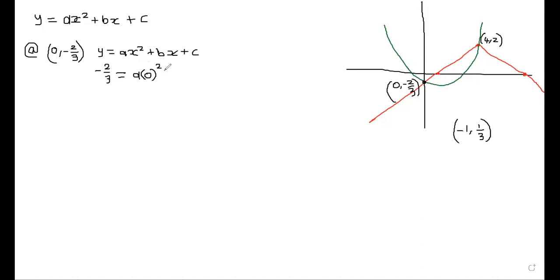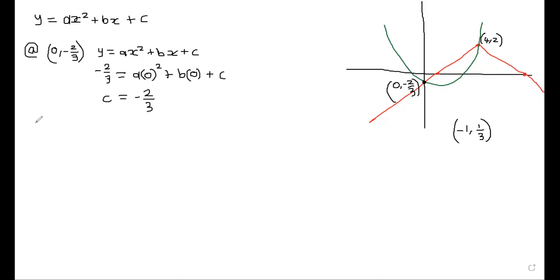Right. We don't know b, but x is still 0. We also don't know c. Now you can see that anything that you multiply by 0 will become 0. So this means that c is equal to -2/3. Okay, we have found the value of c.